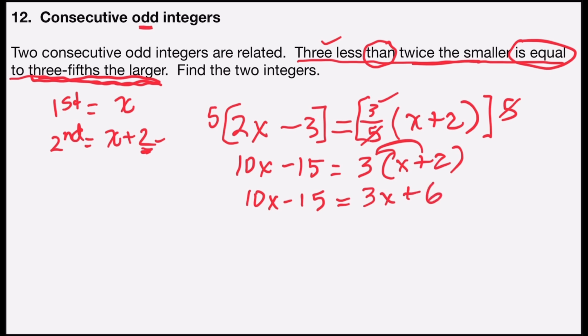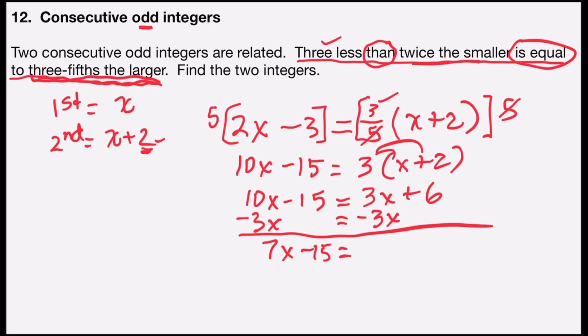Now I'm going to gather my variables on one side and my numbers on the other. I'll subtract 3x from both sides in order to keep my variable term positive. 10x minus 3x is 7x minus 15 equals 3x minus 3x is 0. 0 plus 6 is 6. And now I'm back to a two-step. Add 15 to both sides and divide by 7.